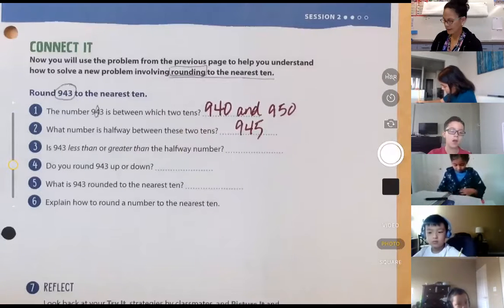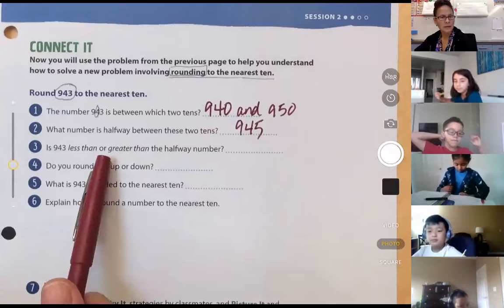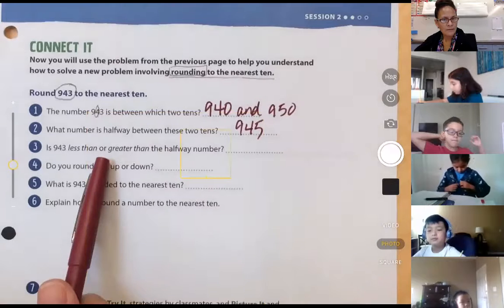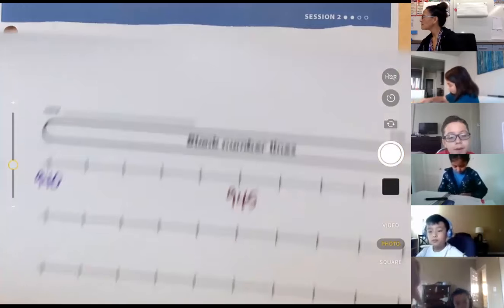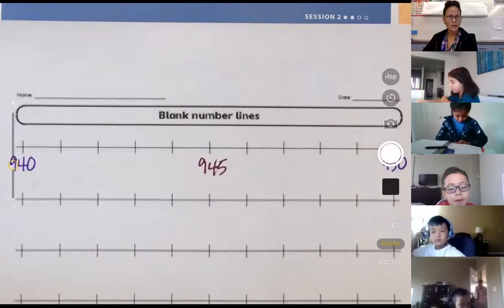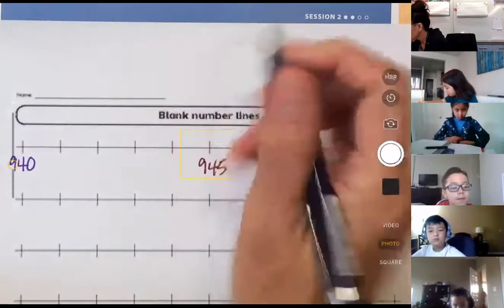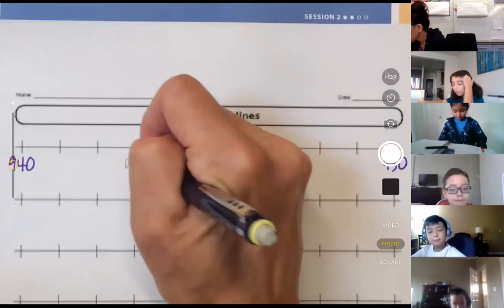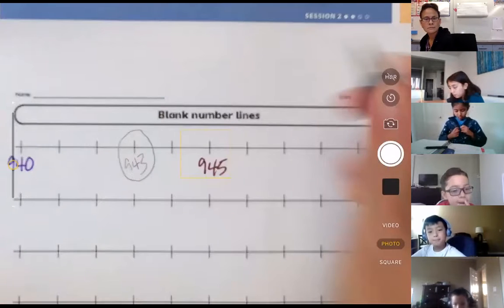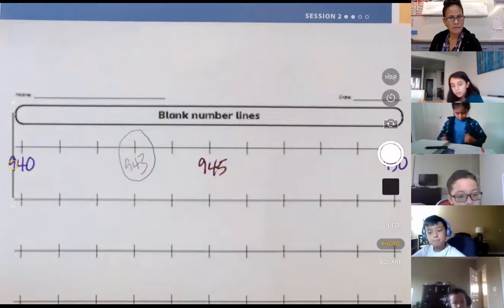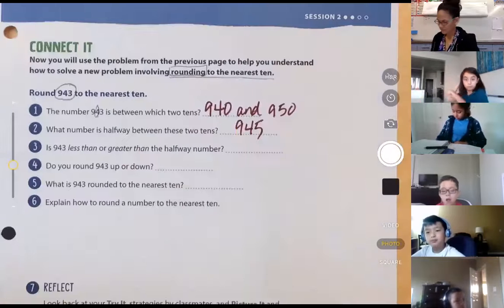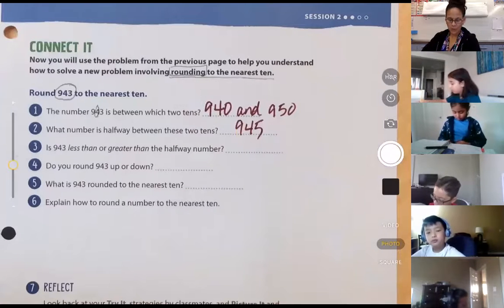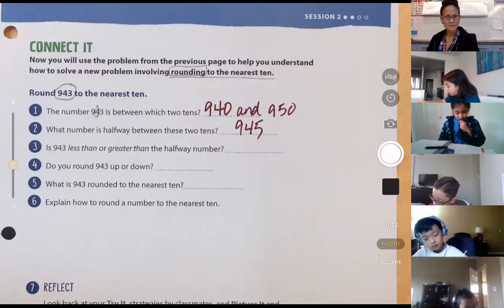The next question is going to ask you, is 943 less than or greater than the halfway number? So when going back to our number line, 943 is here. So is 943 less than or greater than the halfway number? It is, of course, less than.